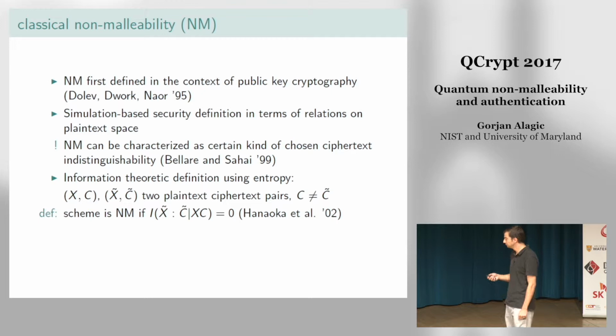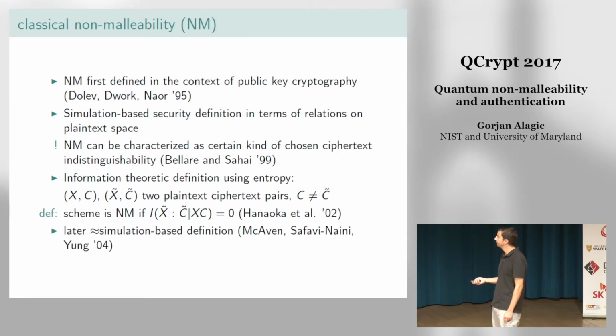Okay. So morally, what you should think here is that the adversary chooses an X, he observes a C, then he decides to somehow manipulate C to some other ciphertext, and as soon as he's done that, the information about what that will decrypt to is gone. Effectively, it should be random.